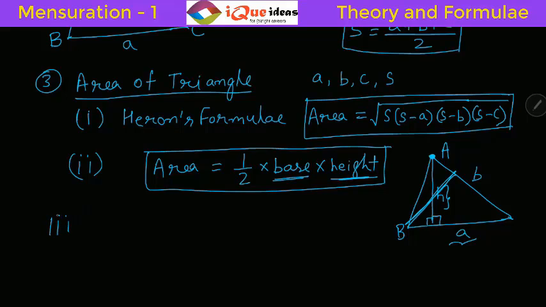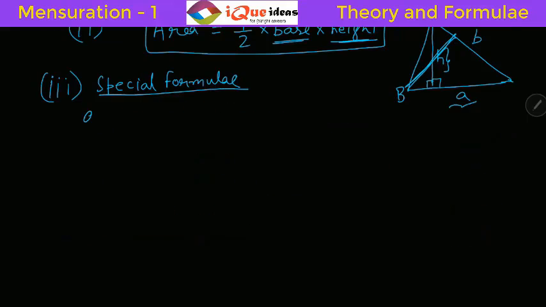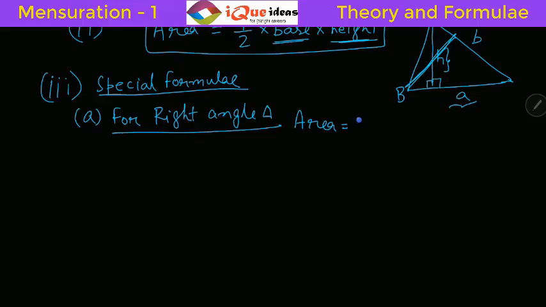Then there are special formulae for different types. Let's say I will give it a name as special formula. The first one would be for right angle triangle. I hope you remember that in a right angle triangle, two sides are perpendicular. So for a right angle triangle, area is given straight away as half into the product of perpendicular sides.